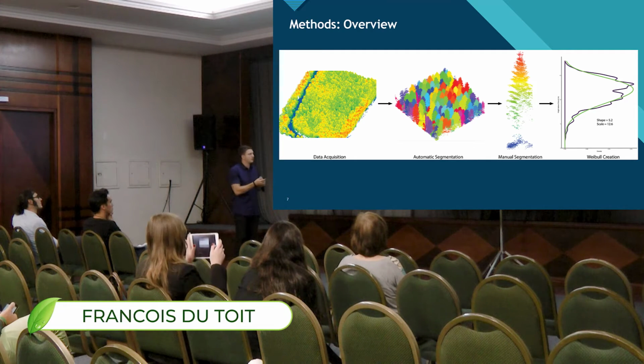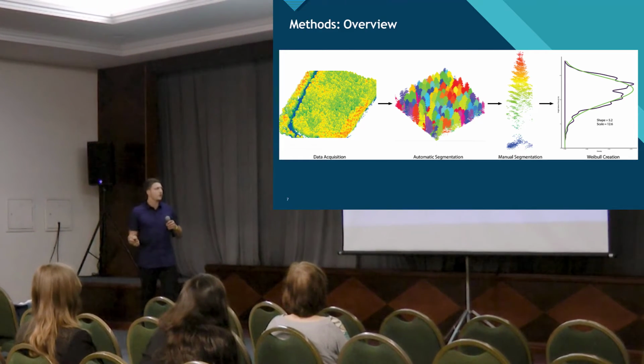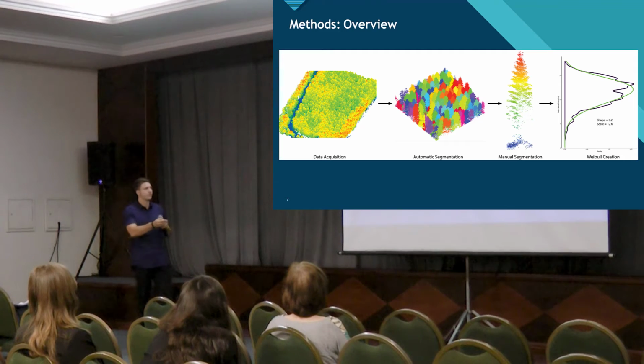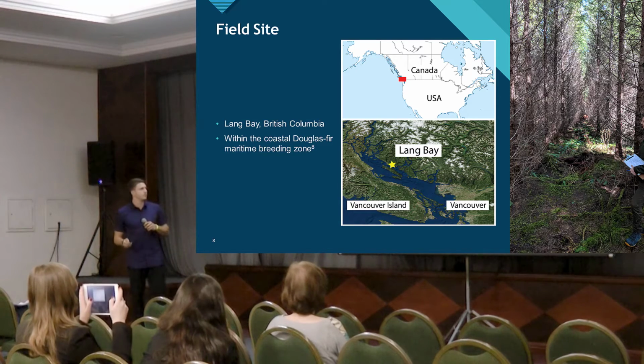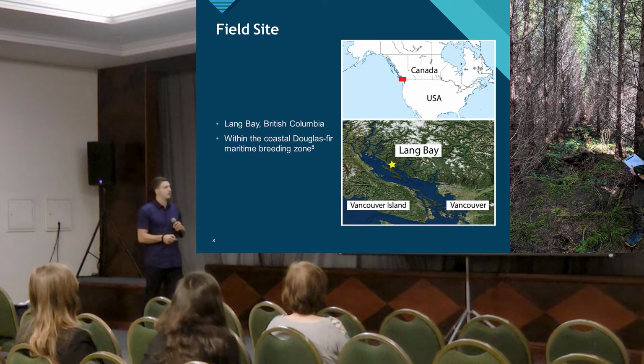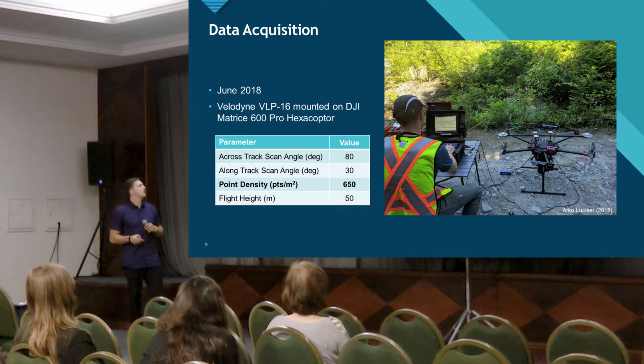This is just a brief overview of the method. So we do our data acquisition, followed by automatic segmentation, and then we did some manual segmentation from the automatic segmentation before we could produce our Weibull curves. Our field site was on the Sunshine Coast in British Columbia, as you can see here. And just in that photo, you can kind of see the immense care that was taken to make this really grid-like pattern. And you can see that in the slide that shows that for the acquisition.